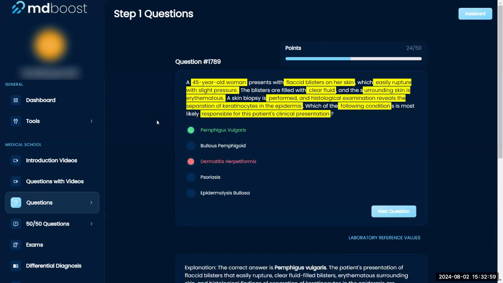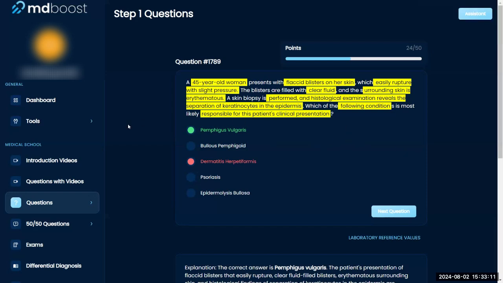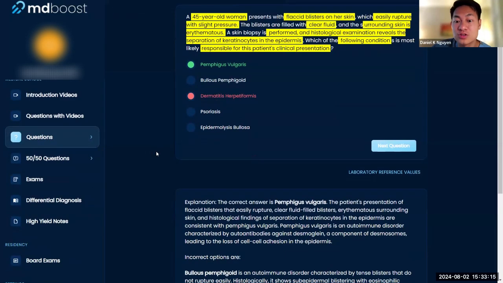Okay, so let's talk about this. This is a very key portion that I want to talk to you about. They ask this a lot. You've got to know what separation of what layers causes what disease. I thought it was desmosomes or hemidesmosomes with pemphigus vulgaris and stuff. Those are the connections.